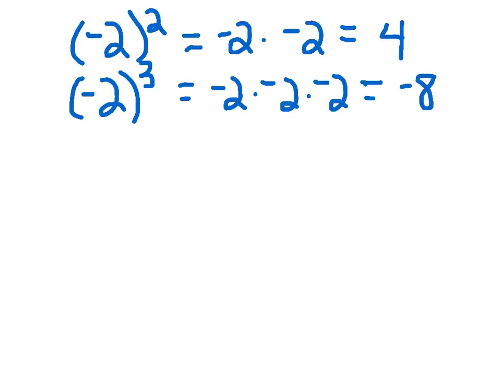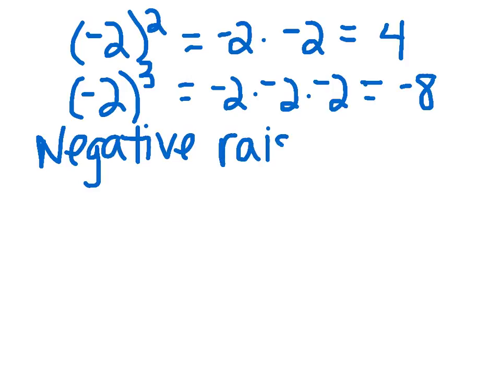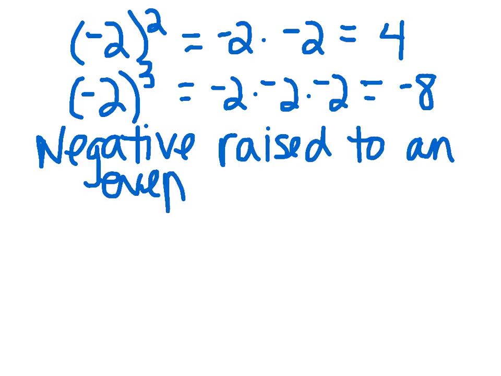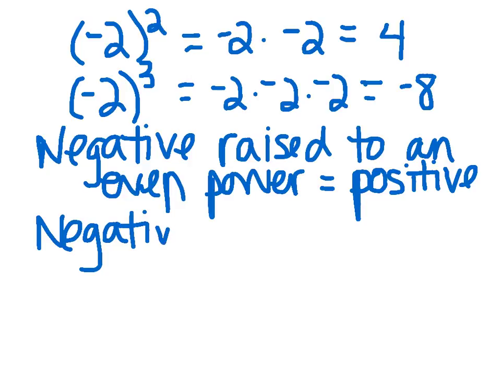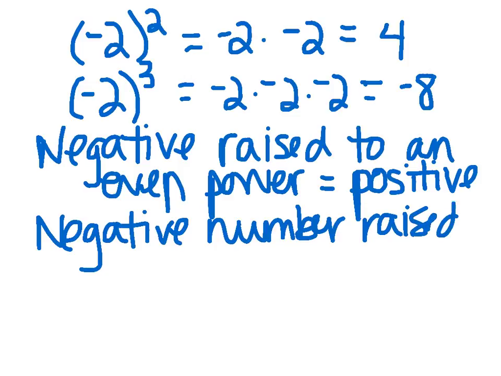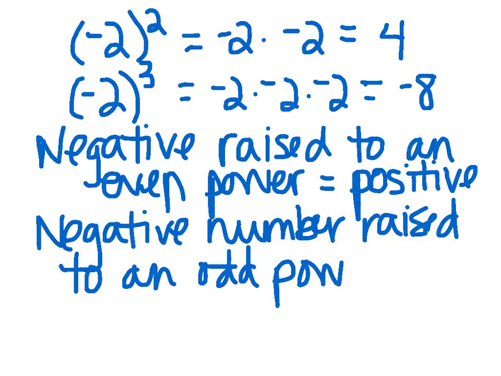From this, we can derive a rule that's related to the multiplication rule, and that is a negative number raised to an even power equals a positive. And a negative number raised to an odd power equals a negative.